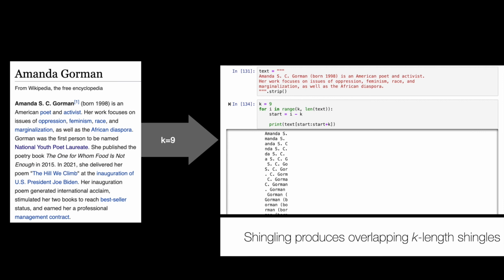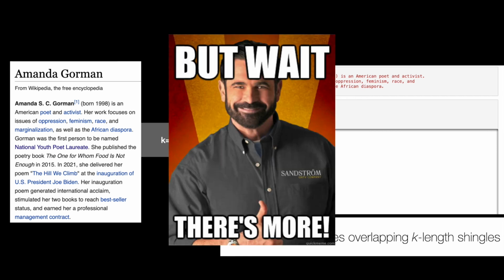And we see that this produces a bunch of these k-length shingles that overlap. And we can use these shingles as features in our similarity metrics. But we can go one better with this shingle metric.